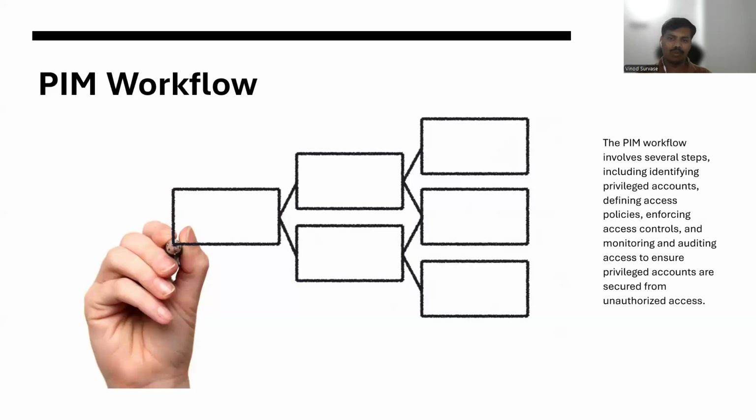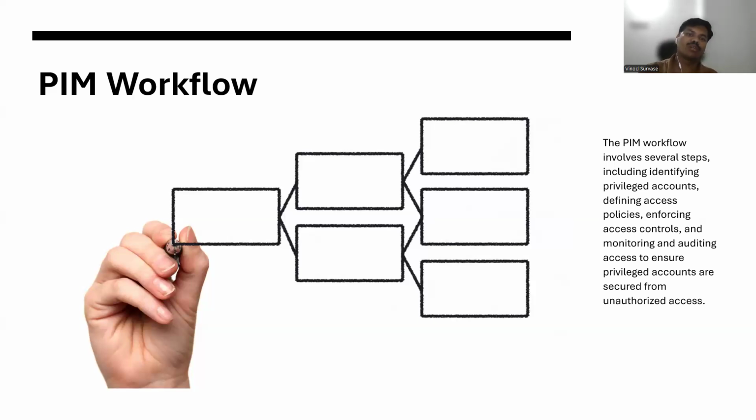So here's the PIM workflow, right? So the PIM workflow involves several steps, which identify privileged accounts and define access policies, enforce access controls, and monitor and audit access to ensure privileged accounts are secured from unauthorized access, right? So let's say I have an account, I have given a specific administrator role, and that account has the permissions to manage that particular role, but that account does not have any other permissions to make any changes apart from that, right?